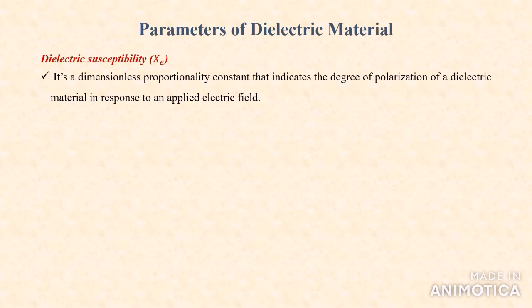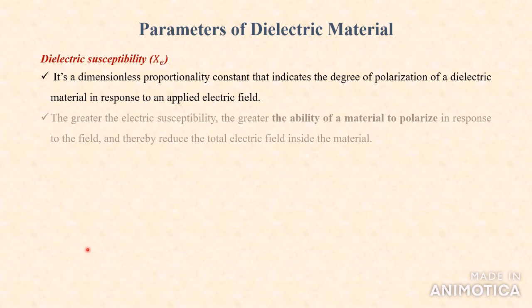So now the dielectric susceptibility is a constant. Okay, it has no dimension. It is a proportionality constant which indicates the degree of polarization of the dielectric material. Okay, so it is also the property of the material, that is the ability of the material to polarize in response to the electric field. So this will give you the electric susceptibility.